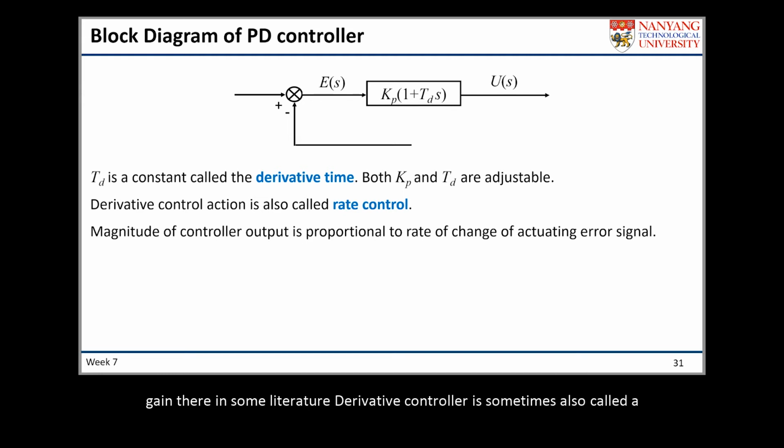In some literature, the derivative controller is also called a rate controller. The magnitude of the controller output, in this case, is proportional to the rate of change of the error. The controller output because of the D action is proportional to the first derivative of the error. That's what is represented in the mathematical equation in the previous slide.